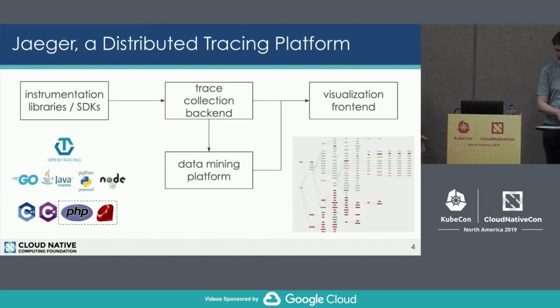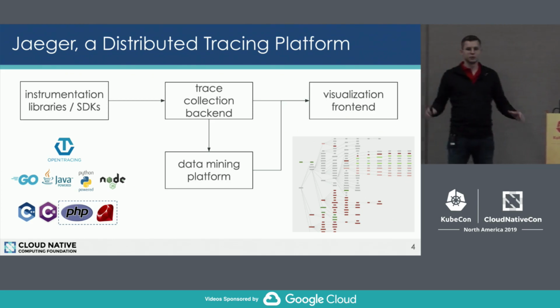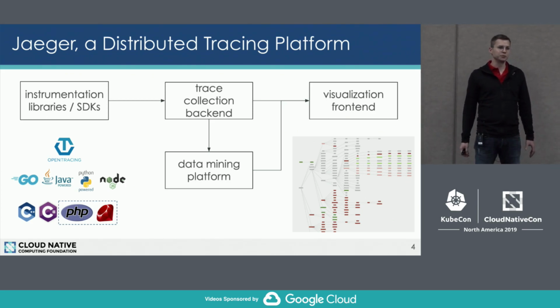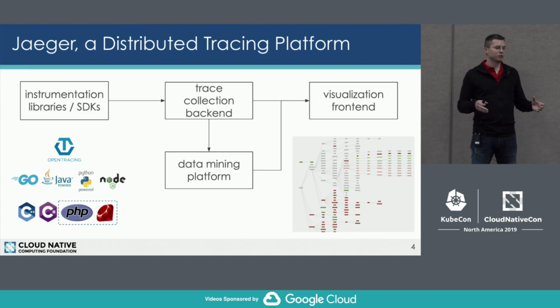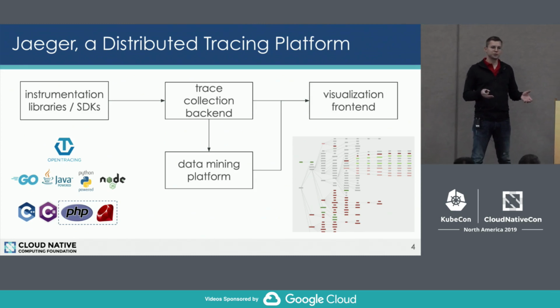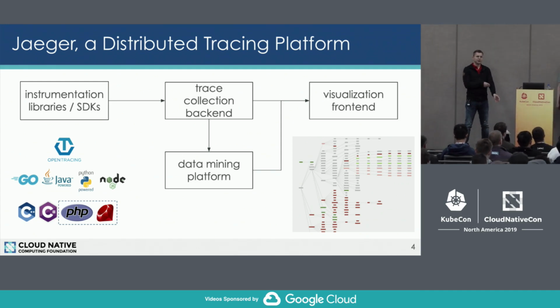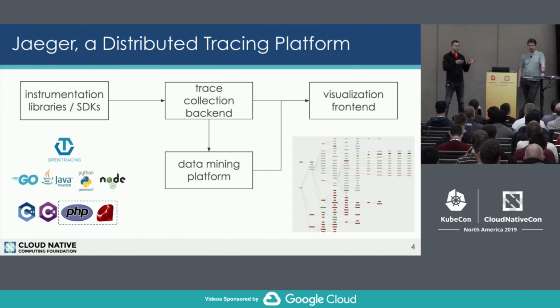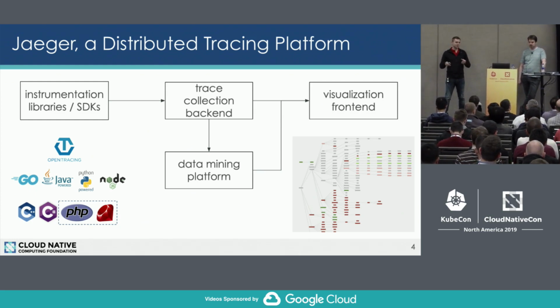So Jaeger is not only a distributed tracing tool, it's also the whole platform because we provide different bits and pieces which can be used separately. So starting, we have a lot of instrumentation libraries written in different languages. These libraries implement OpenTracing API, and you can use them in your applications to report data to our trace collection backend. And then this trace collection backend writes data to the database, which is later represented in the UI. Then there is also a data mining platform, which can get the data from the database, analyze it, do some aggregation, and stores it back, which is then used in the UI for different visualizations.